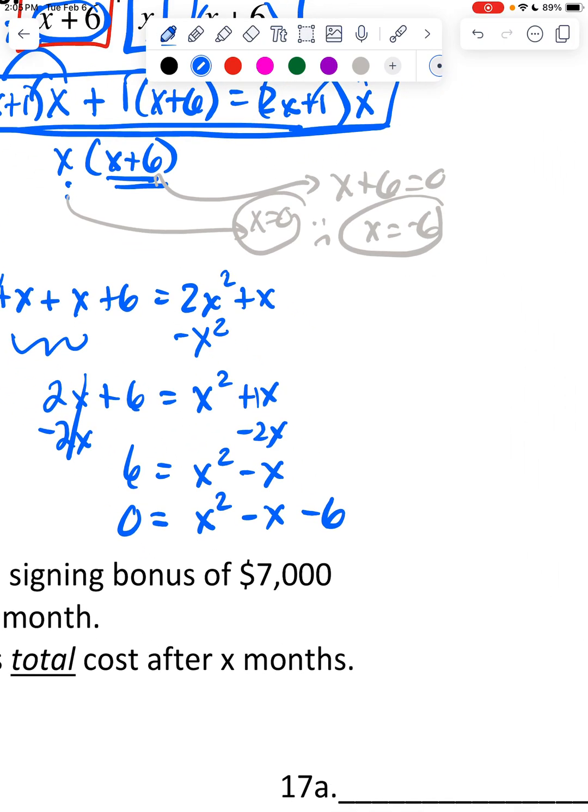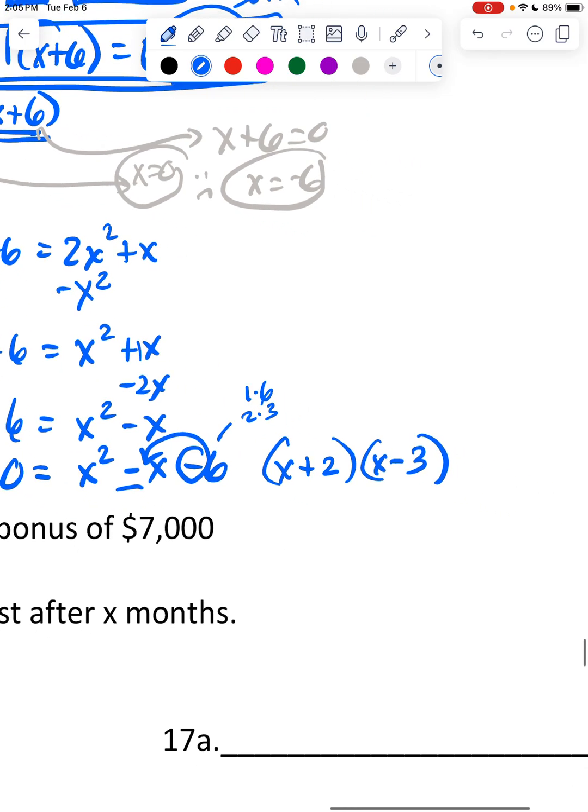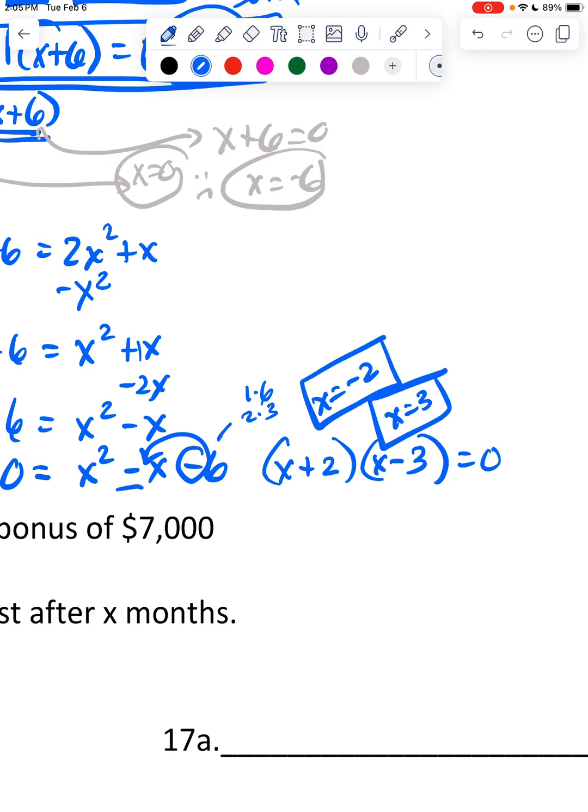I'm going to factor that, which is how I solve. And I need 6, either 1 and 6 or 2 and 3, but they have to subtract to be 1. So I'm going to have to go with the 2 and the 3. I need it to be a negative 1, so I need a minus 3 and a plus 2. In order for that to be 0, x would have to either equal negative 2 or positive 3.